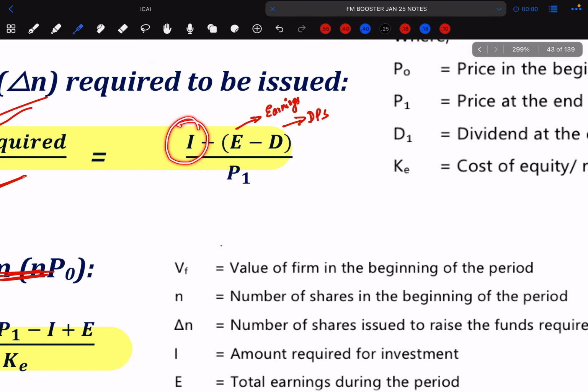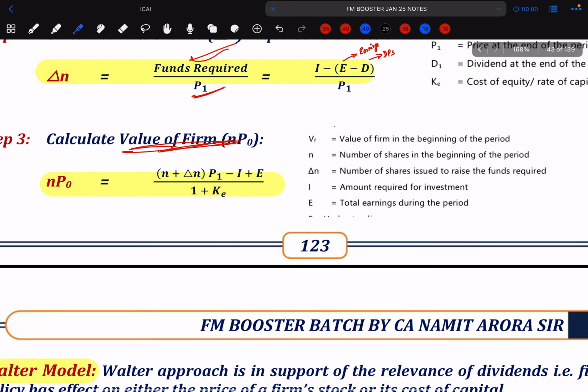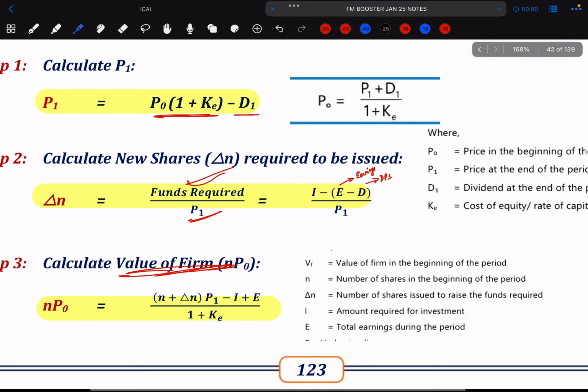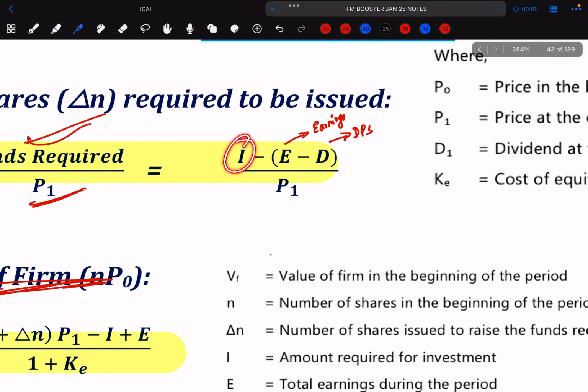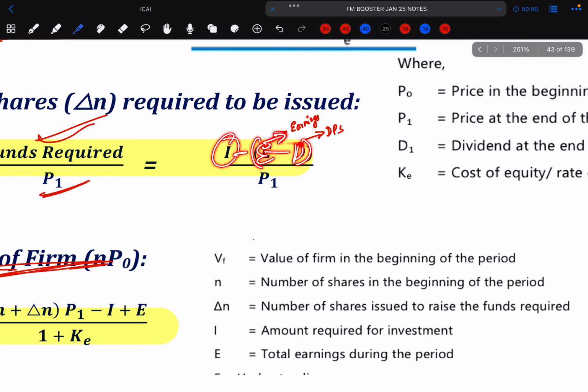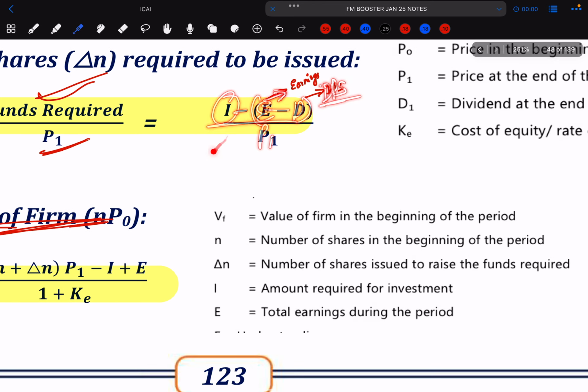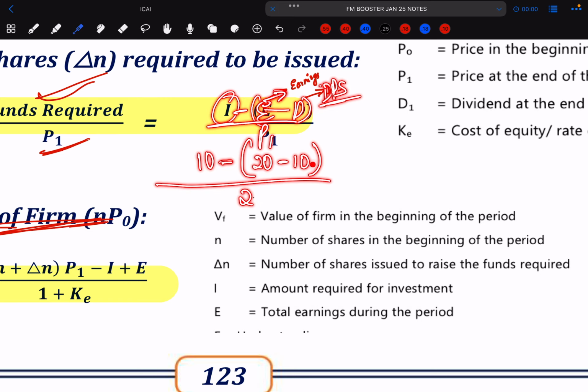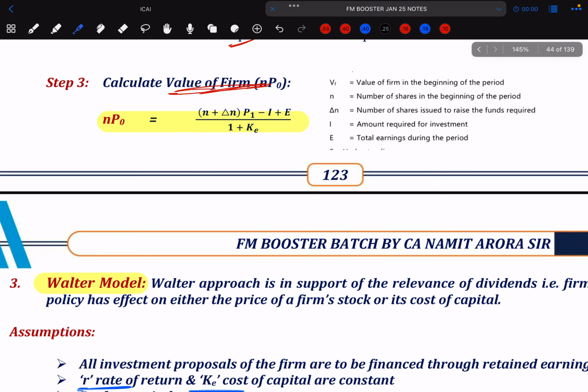Okay, I is the investment required. What is I, bro? Amount of investment minus earnings minus dividend per share. Whatever earnings they have made, minus whatever dividend they have paid, divided by P1. Simple thing. So let us assume they want 10 rupees, and the earning they have made is 20 rupees, and in that they have paid 10 rupees, which is 2 rupees per share. Just have to do this. Got it?